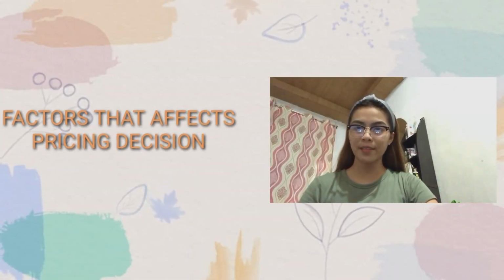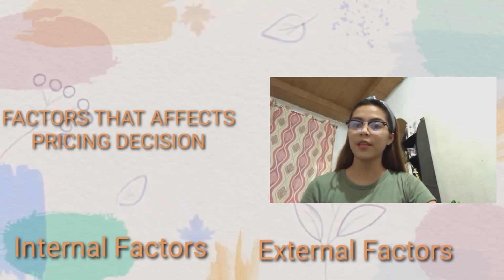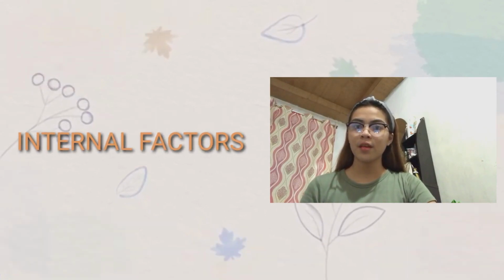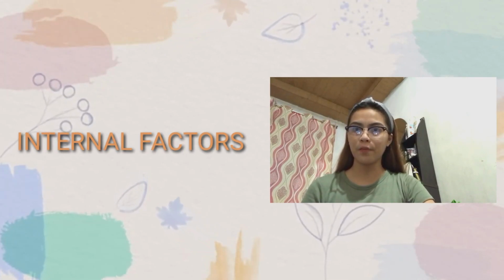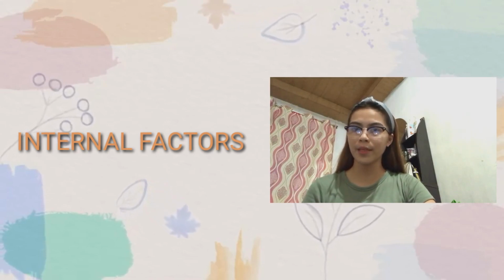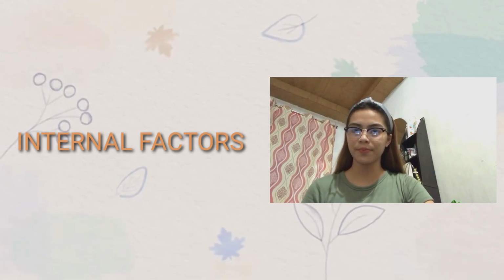Factors that affect pricing decisions. There are two factors, internal and external factors, that generally affect pricing decisions. First is internal factors. Internal factors are factors within a business that can be controlled by the organization. Company objectives, for example. If a company desires a targeted rate of return on capital investment, then the pricing decisions are made so that the total sales revenue from all products exceeds the total cost by a sufficient margin to provide a desired return on the total capital investment.